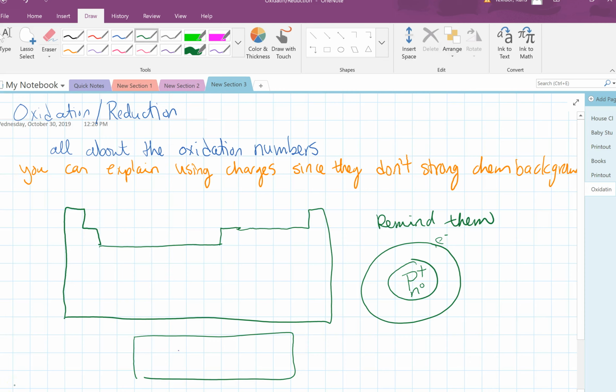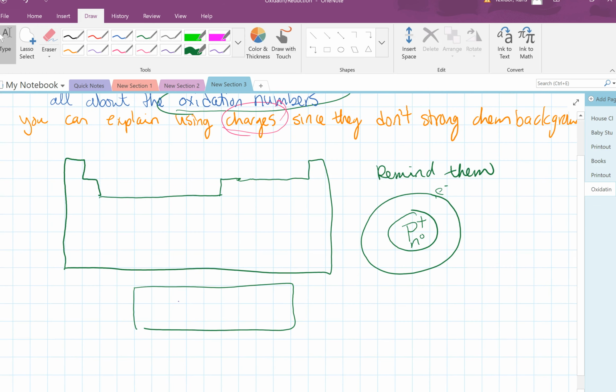Hey Dana, unfortunately the best way to help the kids remember that oxidation is losing and reduction is gaining electrons is by giving them a little bit of background on what a redox reaction is. And in chemistry, it's all about the oxidation numbers, but they don't have a strong chemistry background, so you can explain it with charges. Chlorine is a -1, etc.